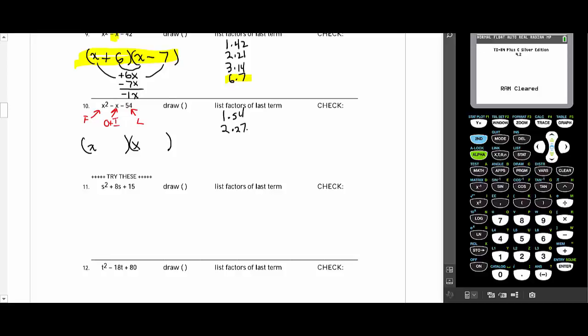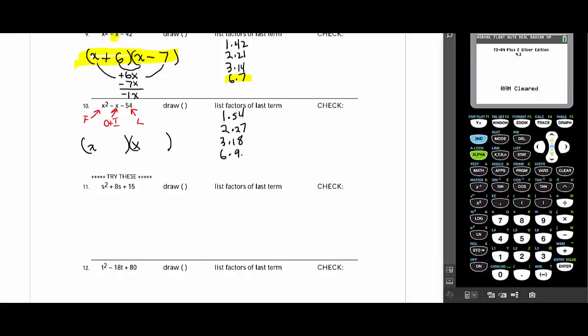54 divided by 2 is 27. Then I've got 3 and 18. 4 does not go into 54. 5 does not. 6 goes in 9 times. And that's all the possibilities you could find out. So, which one of these groups of numbers, pairs of numbers, would you be able to get to add up to negative 1x?